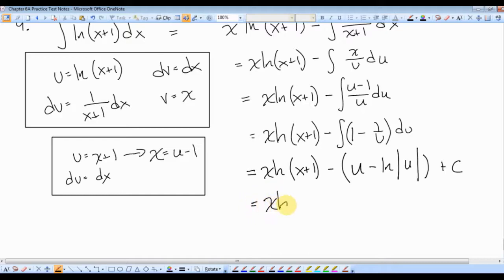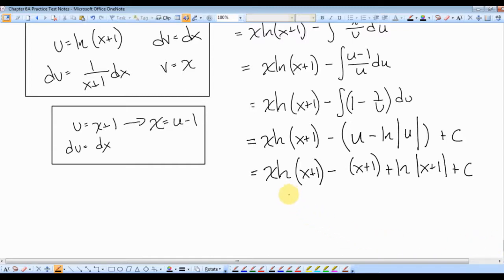Equals x natural log of x plus 1 minus, hey, what's u? x plus 1. Plus natural log of absolute value of x plus 1. Should the first natural log be an absolute value? No. Why not? Why is the second one? Because the second one comes from an antiderivative. Okay. That one's separate.